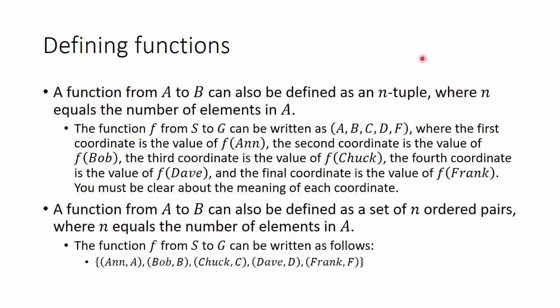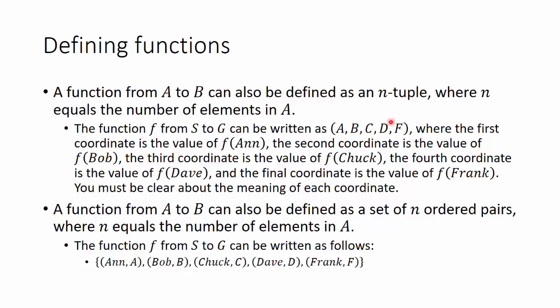We can define a function by using a table. We can define a function also as an n-tuple if the function is from A to B and n equals the number of elements in A. For example, the function f from S to G can be written as the ordered 5-tuple A, B, C, D, F.